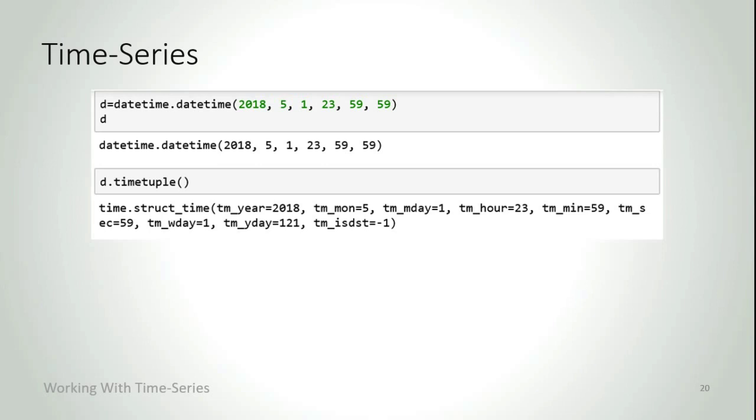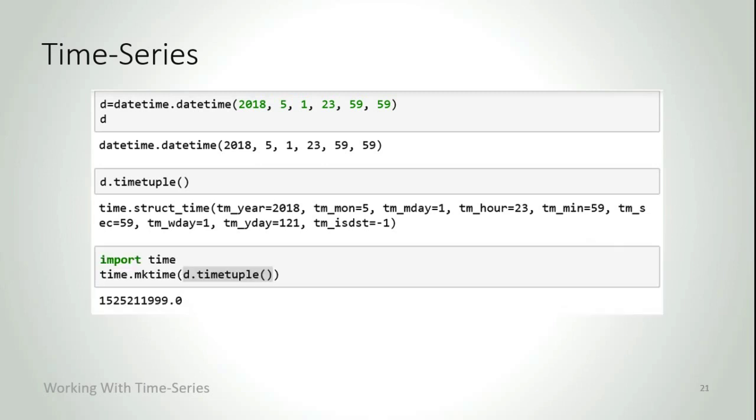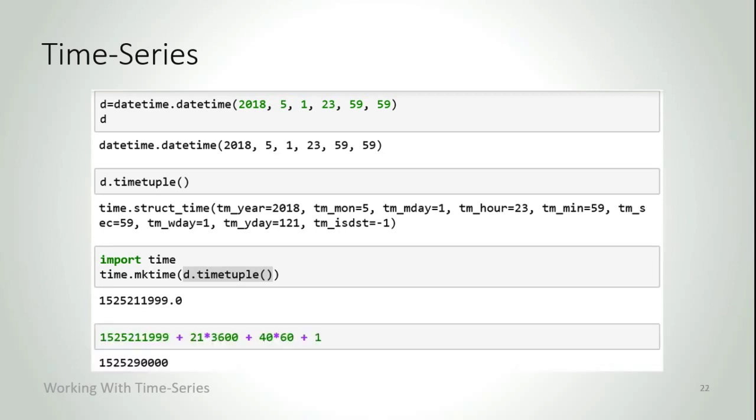For instance, this 1st of May 2018 is the 121st day of the year and stuff like this. If you want to convert time tuple to timestamp again, you have the function make time, mktime, to convert the time tuple back to timestamp. If I, for instance, do this conversion and then add all these 21 hours and 40 minutes and 1 second, I go back to the initial number we had for the previous example.